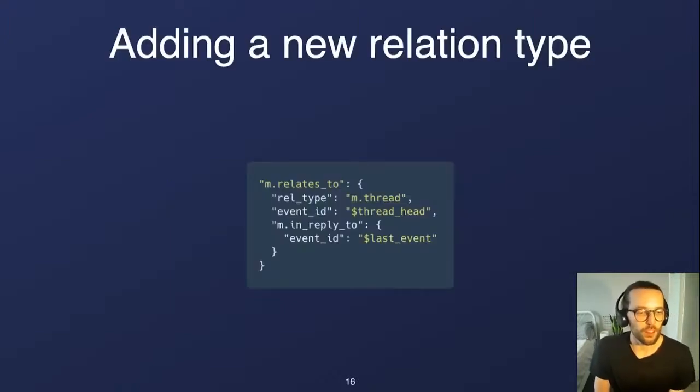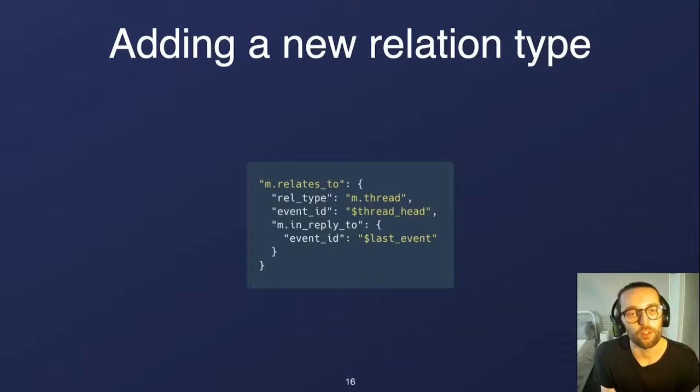So the MSC 2674 defined a new way of adding a relationship. You can now add m.relates_to with a rel_type and an event ID that will be targeted. So whenever you want to create a thread, you need to decorate your event with a little snippet of code that is on the screen.